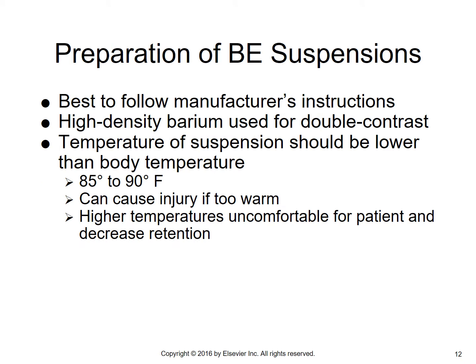As far as preparation is concerned, it's best always to follow the manufacturer's instructions. High-density barium is used for double contrast studies. The temperature of the suspension should be lower than body temperature, 85 to 90 degrees Fahrenheit. You never want to put any barium into a patient that's too warm. That could cause injury to the tissue. Higher temperatures are uncomfortable for the patient and less likely to hold the barium.